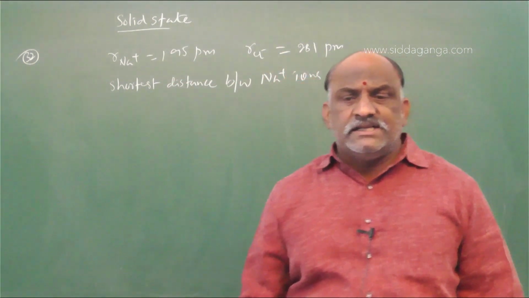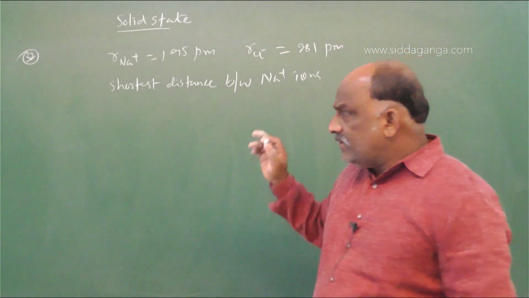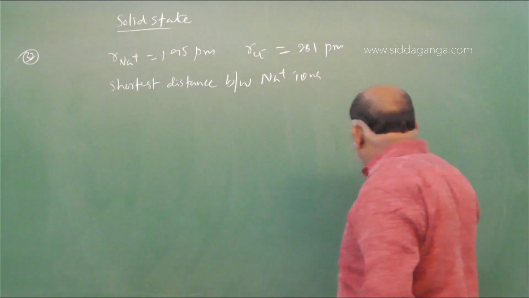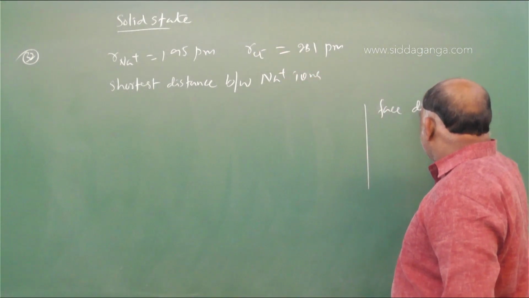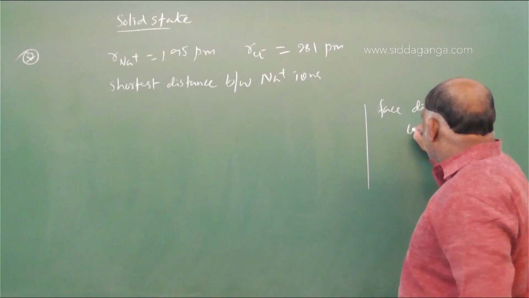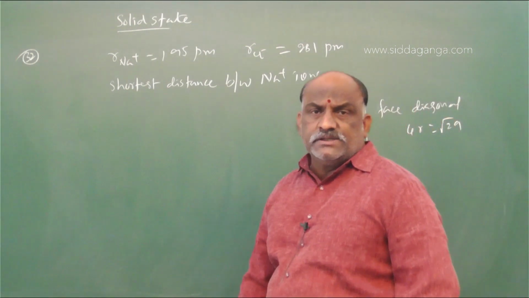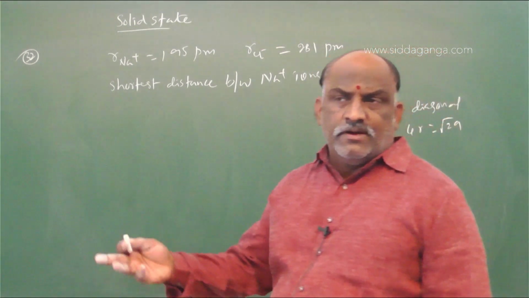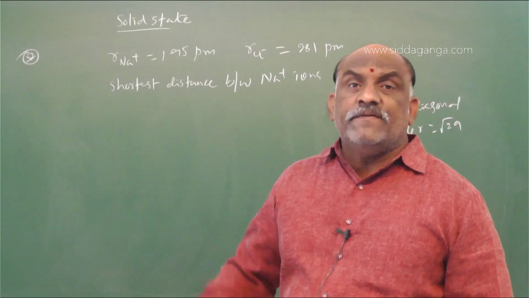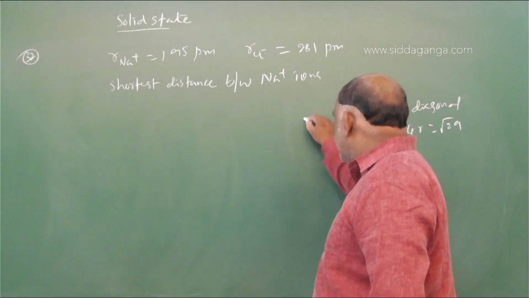Shortest distance between Na+ ions. Actually, you go through this one. Here, face diagonal: one formula was there, 4r is equal to root 2a. Face diagonal means, while deriving the packing efficiency in face centered cube, we should get like this.